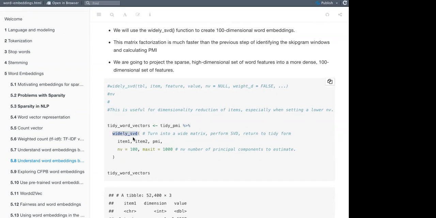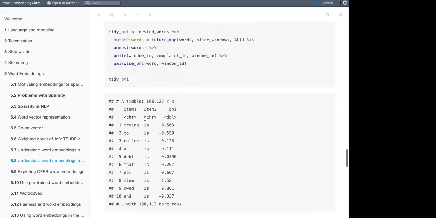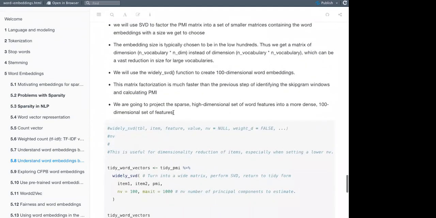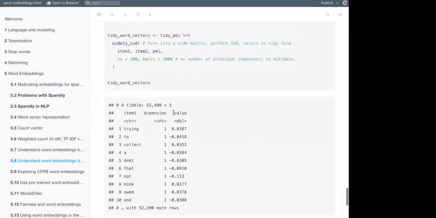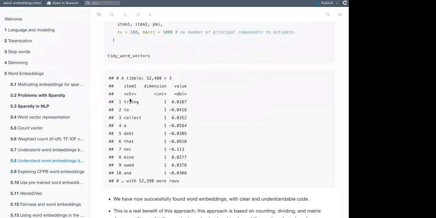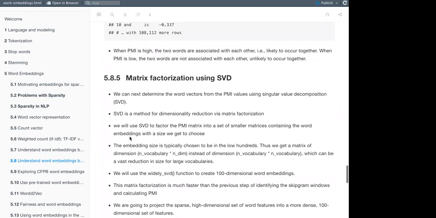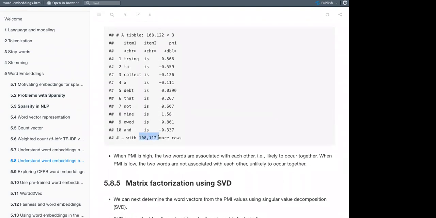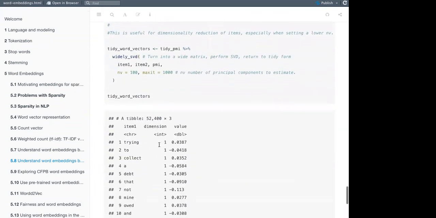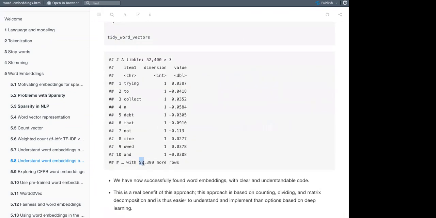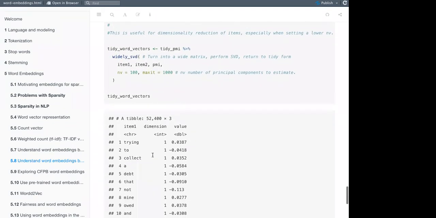What we provide is the terms we want to calculate the SVD for, which is item one, item two, and PMI. From here, we have item one, item two, and we want to calculate the SVD. After calculating the SVD, we can see this is what we have now. The SVD brings this down from 108,112 rows to like 52,390.